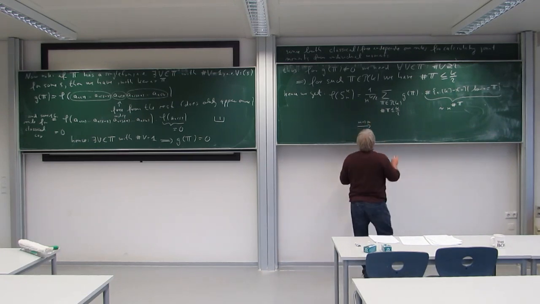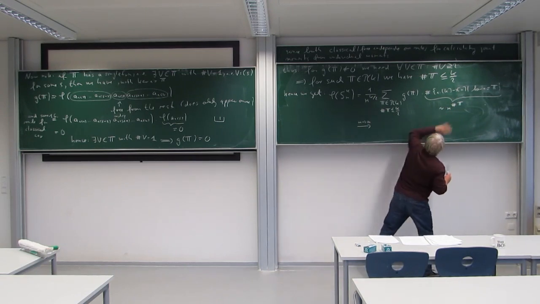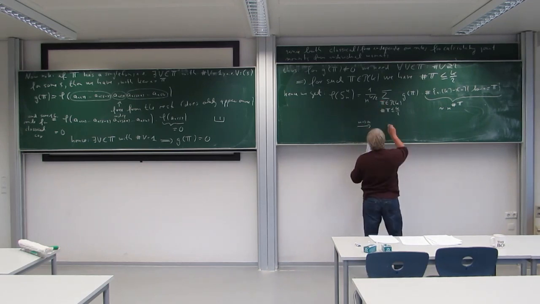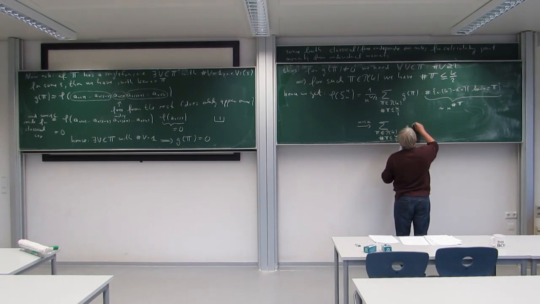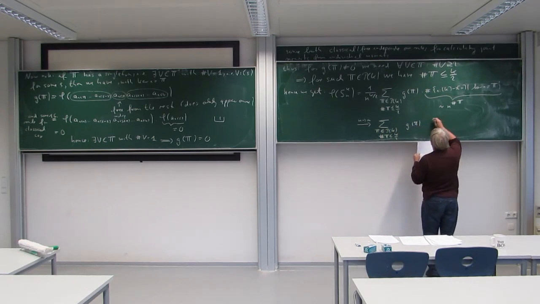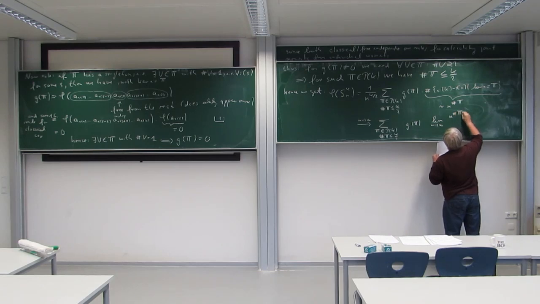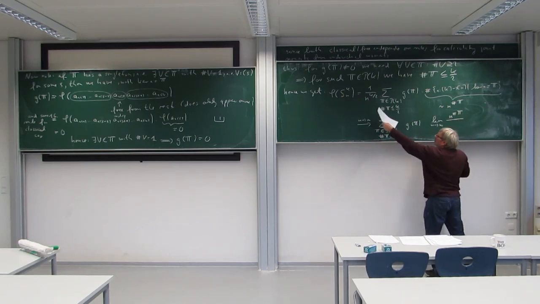Good. And so now we send n to infinity. So what do we get? I bring those two n dependencies together. This sum here doesn't depend on n. So this is always the same sum over pi partitions of k. I can assume that the number of blocks is less than k over 2. Then I have g of pi. And then I have here the limit n going to infinity of n to the number of blocks of pi divided by n to the k over 2.